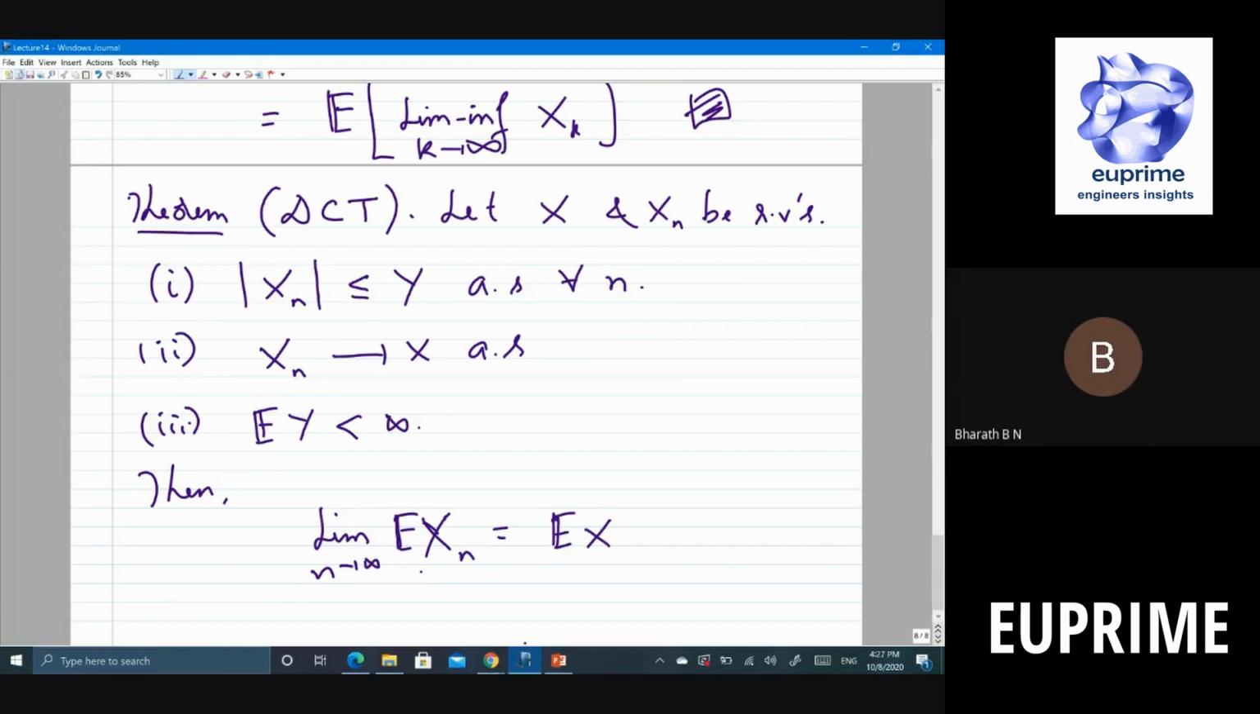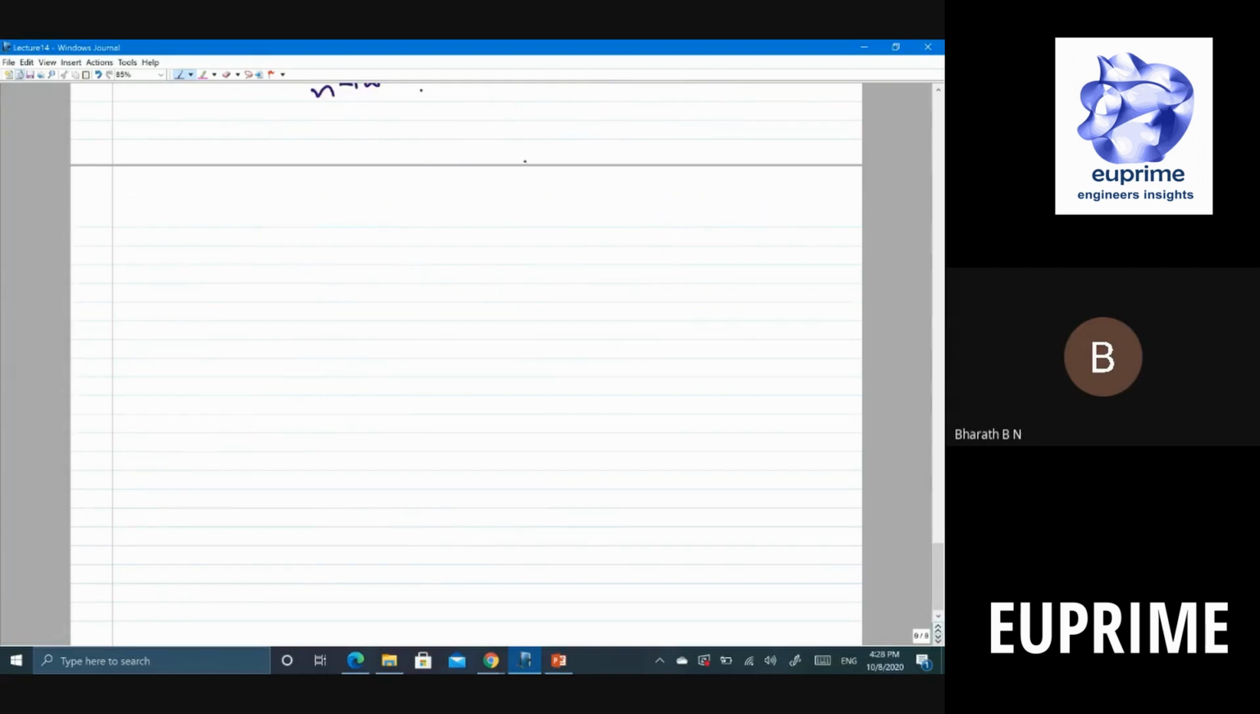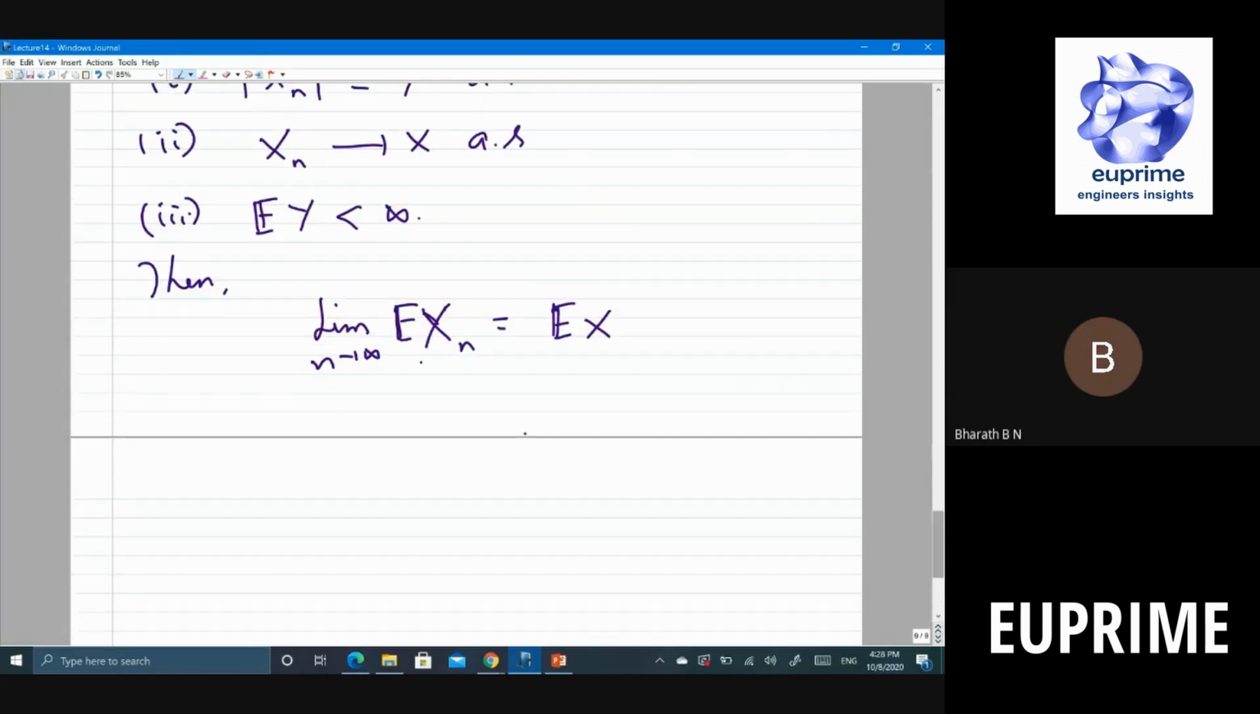Is this fine, everyone? Yes, sir. Okay, it's fine, right? So it uses Fatou's lemma, and essentially the way you prove this is you prove two things: the limit of this is less than or equal to this, and the limit of this. So instead of limit, I can take liminf and limsup.